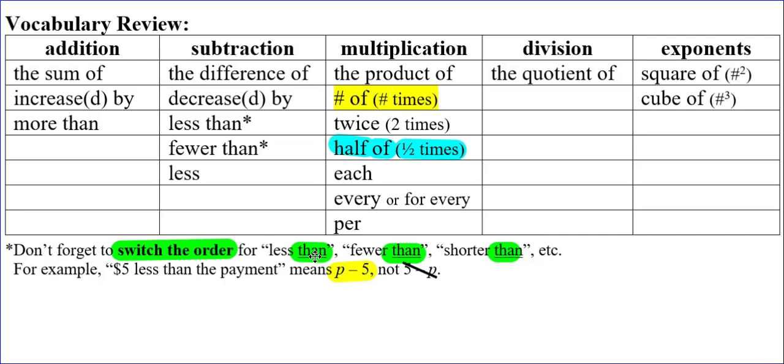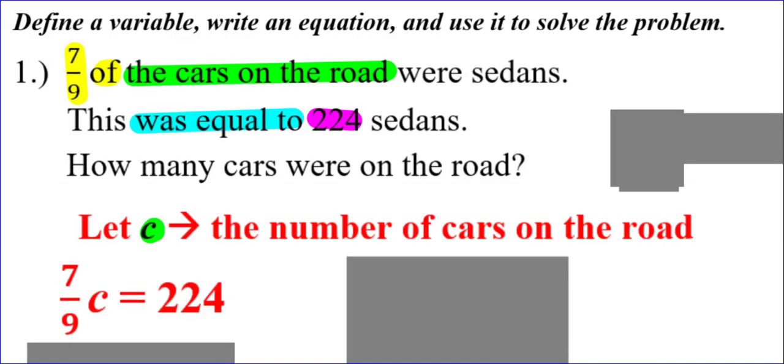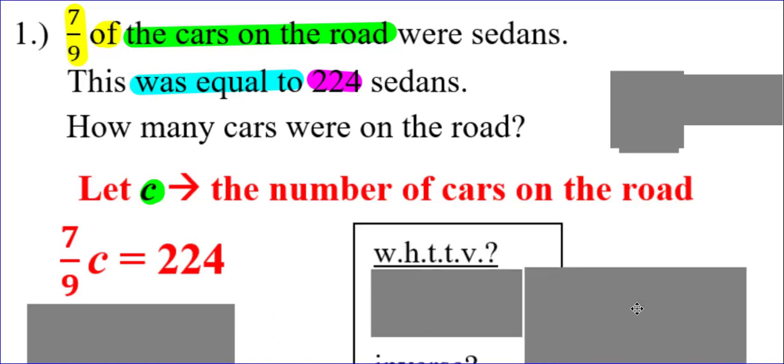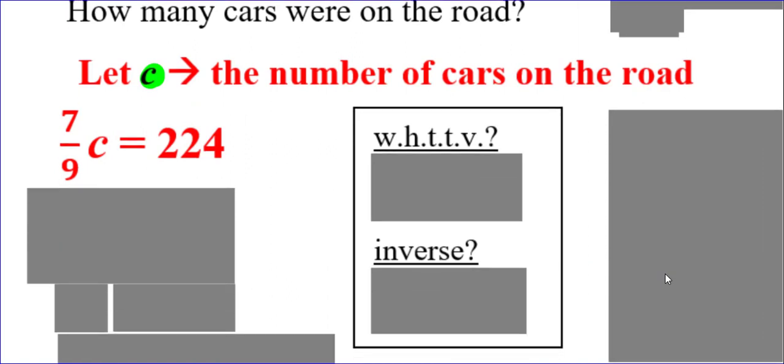In those kind of two-word phrases with the word than, you will have to switch the order. But aside from that, it's going to stay in the same order as it was given to you in the sentences. All right, now that we have our equation, we can go through the process of asking what's happening to the variable. I like to abbreviate that question off to the side, WHTTV, for what's happening to the variable. And then, after we know what's happening to the variable, we can do the inverse.